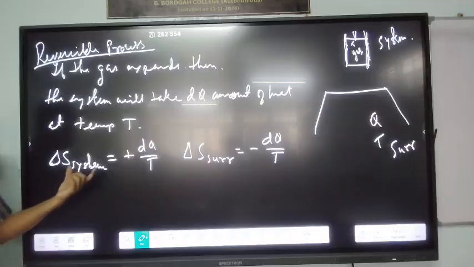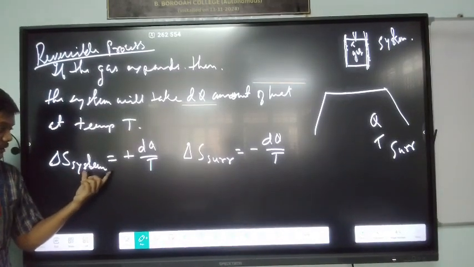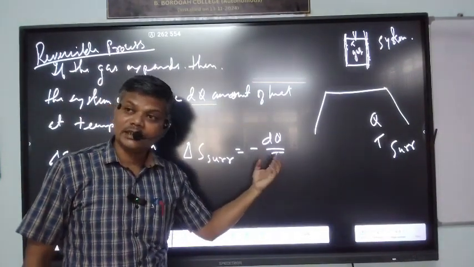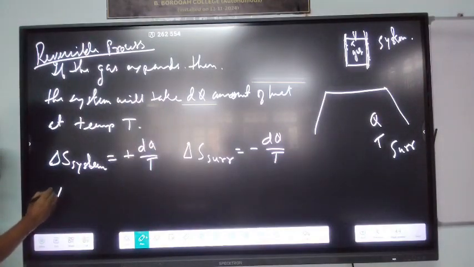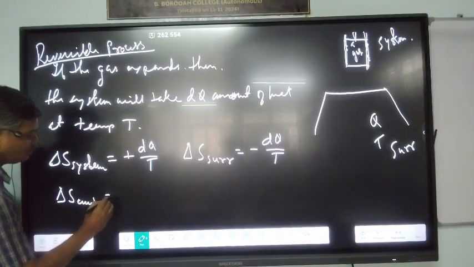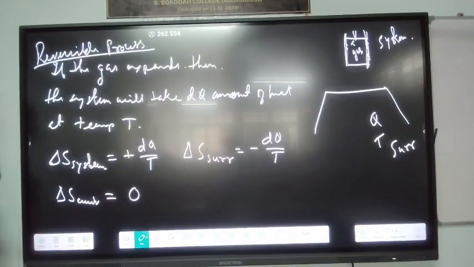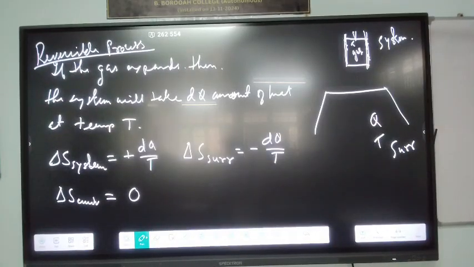Now you see for this system the change in entropy is positive, and for the surrounding the change in entropy has the same magnitude but it is negative. Now the change in entropy of the universe, and universe means what? The system plus surrounding. So the change in entropy of the universe will be equal to how much? 0. So this is a reversible process. For a reversible process, the change in entropy will be equal to 0.